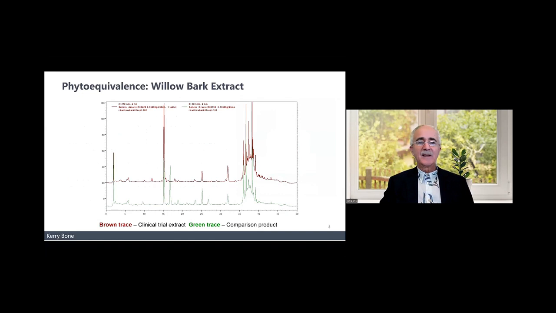So here's an example. Here's a willow bark extract, and you can see we're comparing the red one, which is the one that was used in the clinical trial, with the green one. Will this extract produce the same kind of anti-inflammatory effects that were demonstrated in the clinical trial of the red one? And as you can see, the green trace is not totally exactly the same in overall spectrum, the HPLC spectrum, as we call it, high performance liquid chromatography spectrum. Overall, it's quite a good match. So we can say that it's very likely that the green extract is phytoequivalent to the red one.